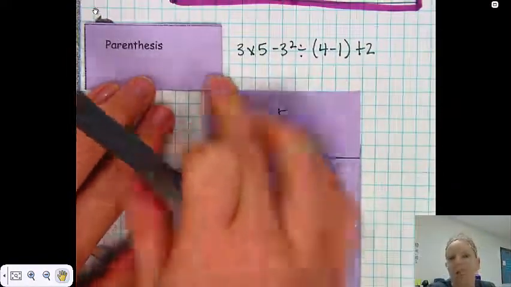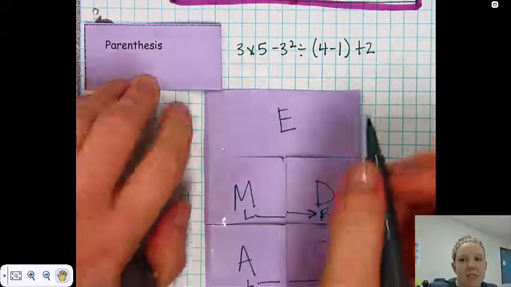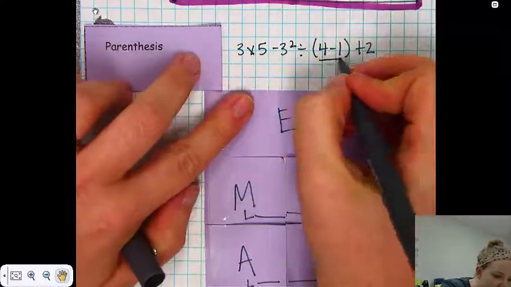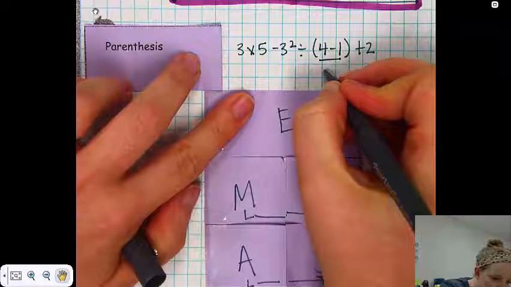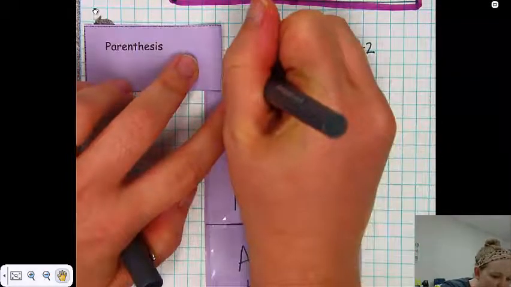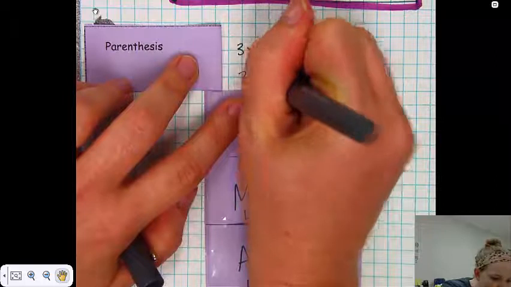P stands for parentheses. So we always start with our parentheses. We're going to simplify what is inside the parentheses. So 4 minus 1 is 3. And then I'm going to rewrite the rest of the expression.